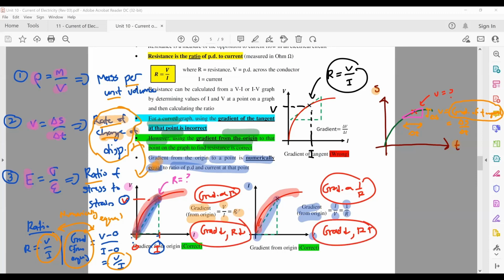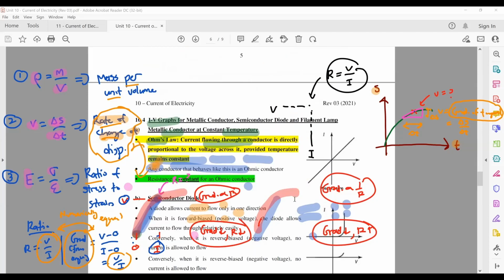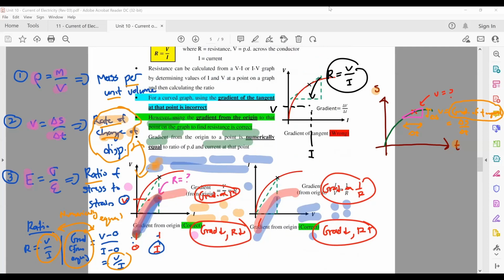Okay. So this is how we evaluate whether the resistance is going to increase or decrease, just by looking at the gradient from the origin. That's the quick way, but it's not a formal way to do it. It's not accepted in your marking scheme. All right. Okay, so this one is okay.